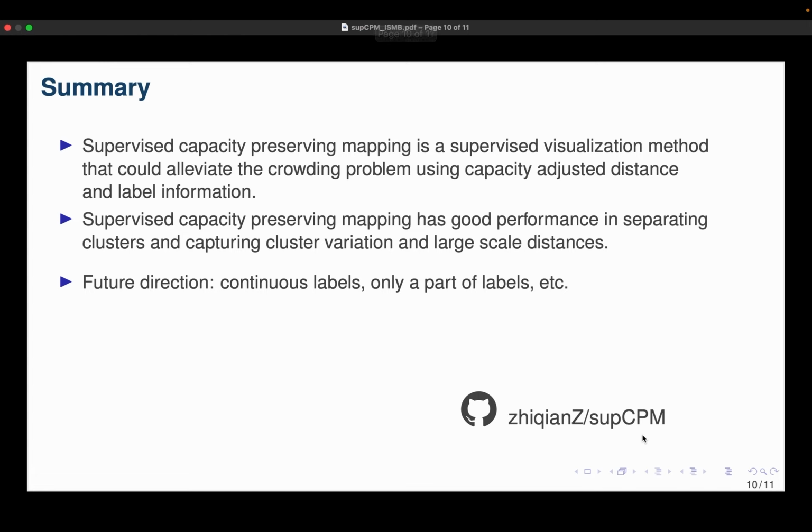In summary, Supervised Capacity Preserving Mapping is a supervised visualization method that could alleviate the crowding problem using capacity-adjusted distance and label information. Besides that, it also has good performance in separating clusters, capturing cluster variance, and large-scale distances. As for the future direction, we are working with more flexible label information, such as continuous labels or only a part of the more accurate labels.